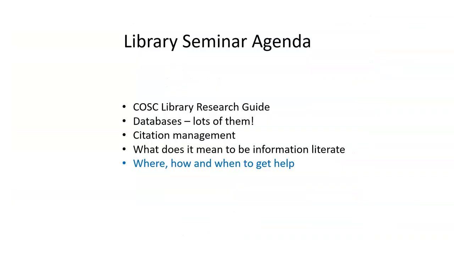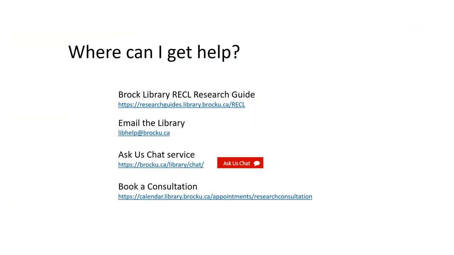Where, how, and when to get help. Well, there's the research guide. Oh, it's not Rec and Leisure. Oh, I forgot to change that. Computer Science Research Guide. Email the library at any time. Usually email the library when things aren't working, or how do I, or they can help you with that.